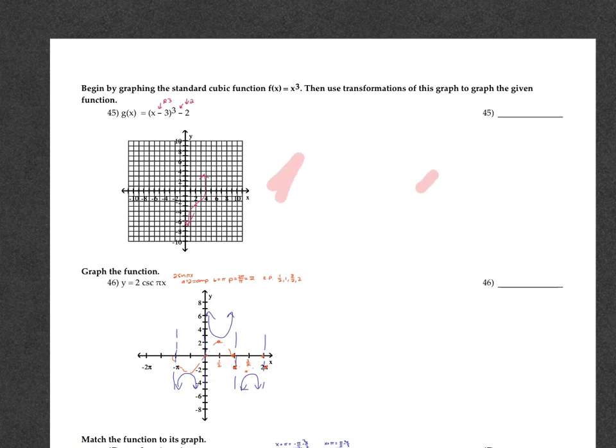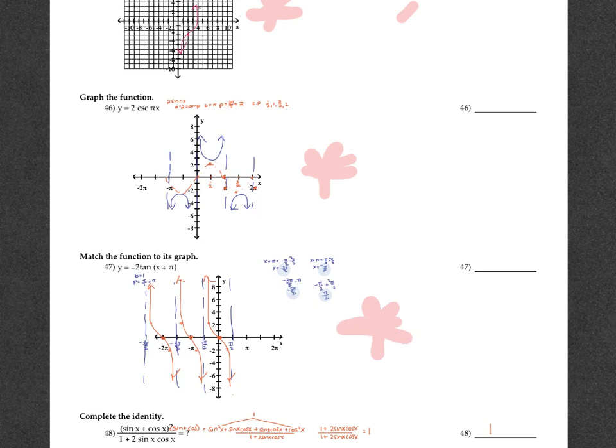45 is still graphing, so again, all of this is open-ended. These trig function ones are worth 5 points apiece, so you want to make sure you know how to do sine, cosine, tangent, cotangent, cosecant, and secant. So this is just 2 of the 6 that it could be.